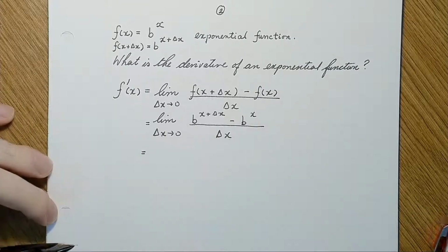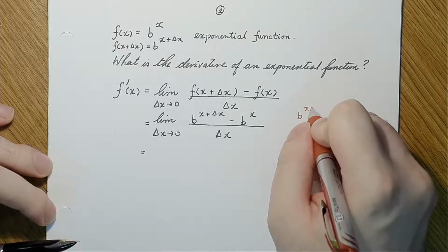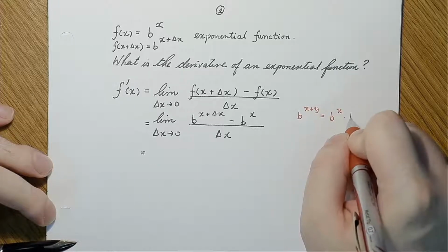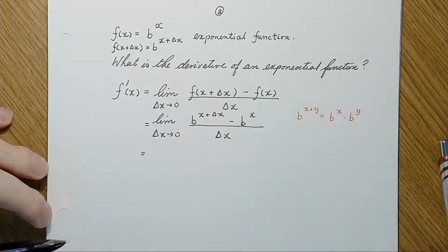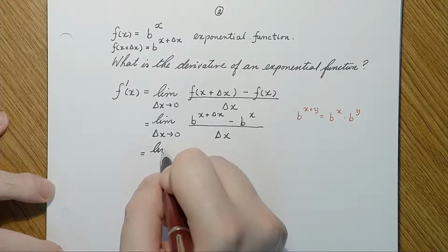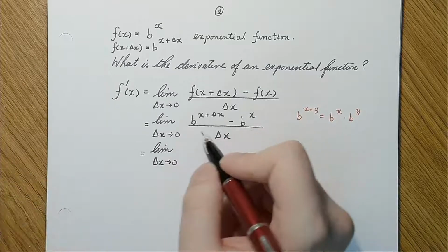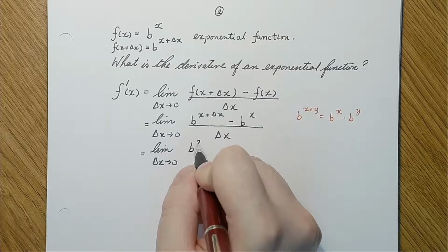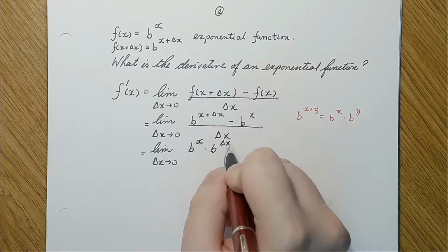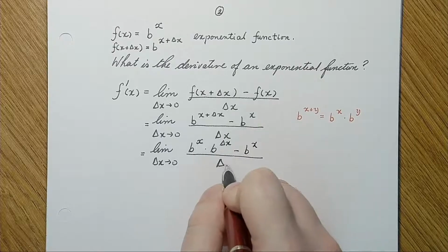Now the next thing that I can do is, if I have b to the x plus y, that is equal to b to the x times b to the y. That's our exponential rules. So that means I can split this up so that I get b to the x times b to the delta x minus b to the x all over delta x.